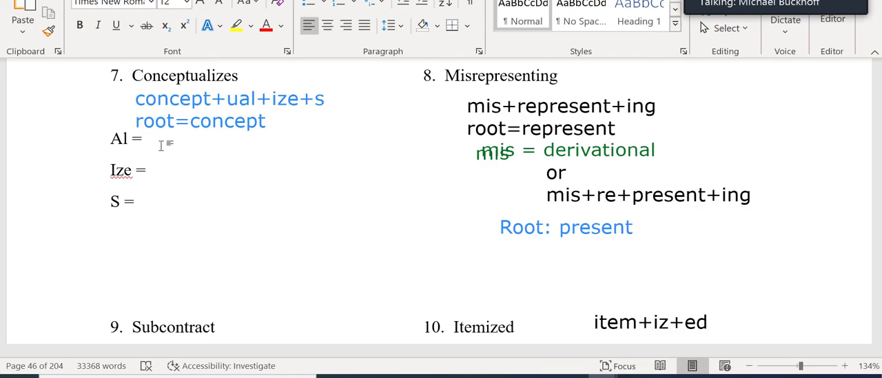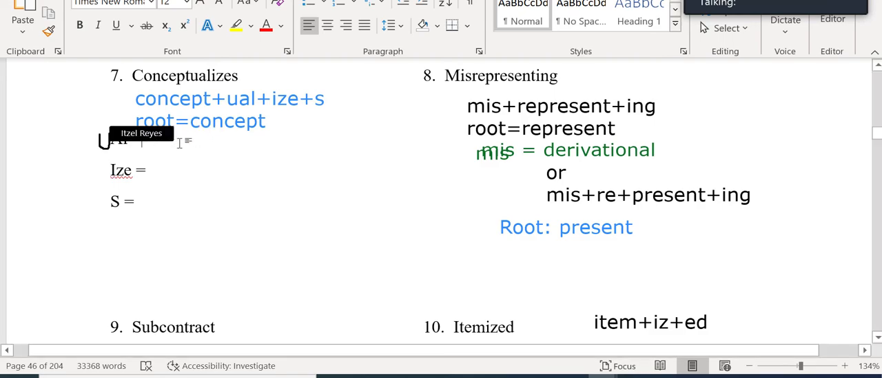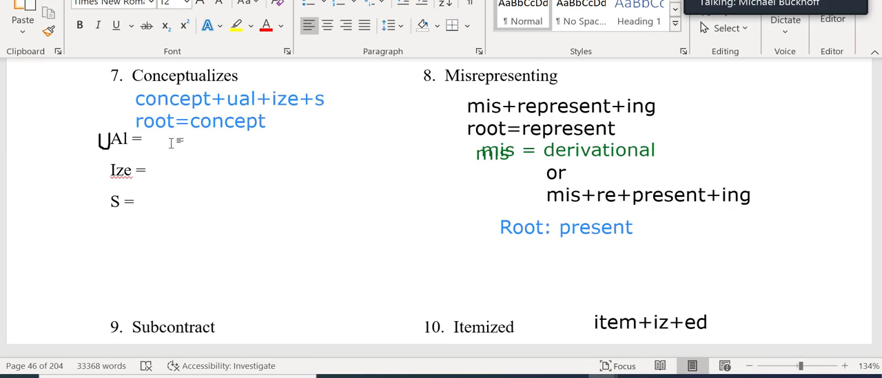Okay, somebody talk me through number 7 here. If you want to use initials, there you go. You can just put like DER or INF for derivational or inflectional. Concept as a noun, you have conceptual. That's a conceptual idea. You're changing it from a noun to an adjective. But then AL, conceptual as an adjective, conceptualize as a verb. Now it's going from an adjective to a verb, and then you're putting the third person S on the end as an inflectional affix.